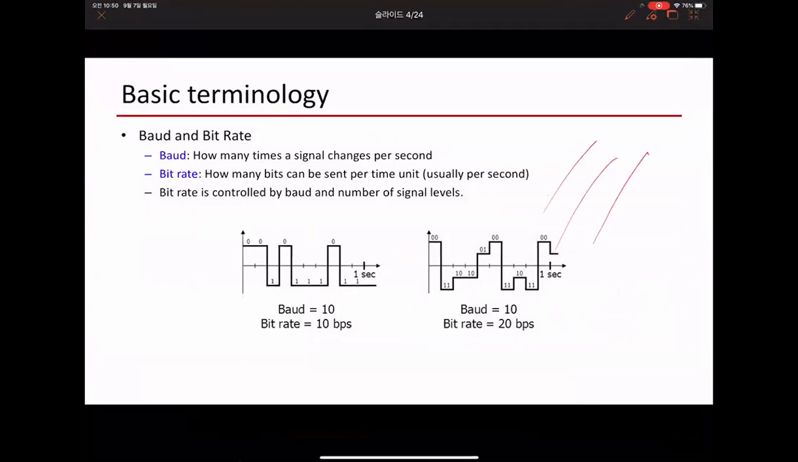All right, so continue to the slide. So basic terminology for the computer networks. We talk about the baud rate and bit rate. What's the difference? Nice example of this.